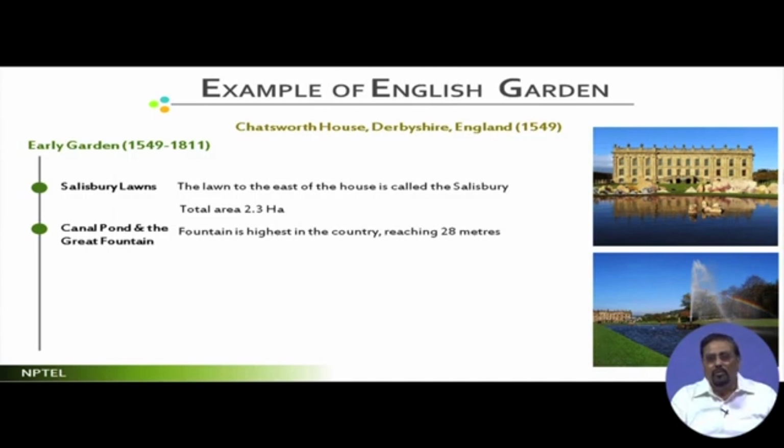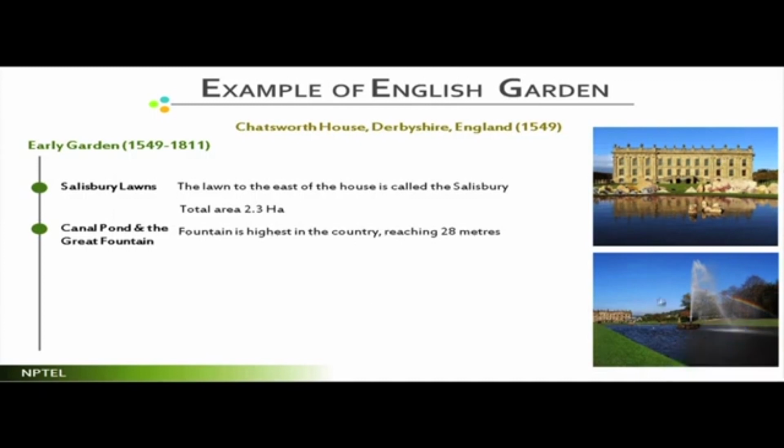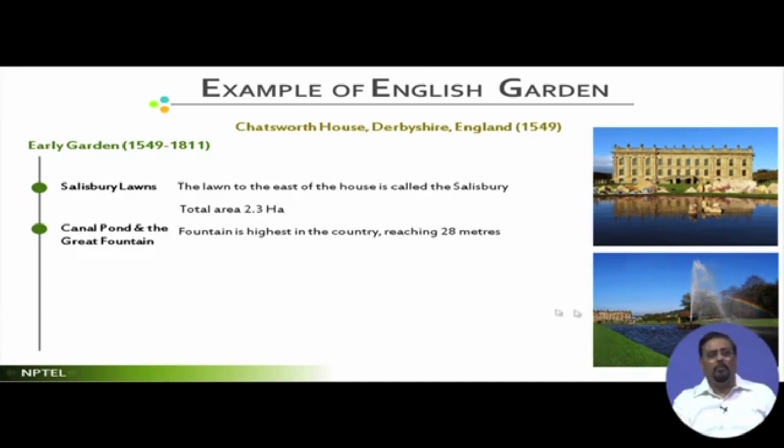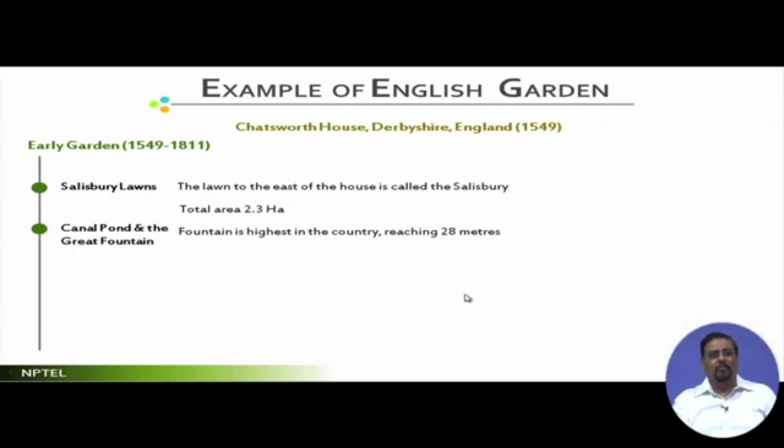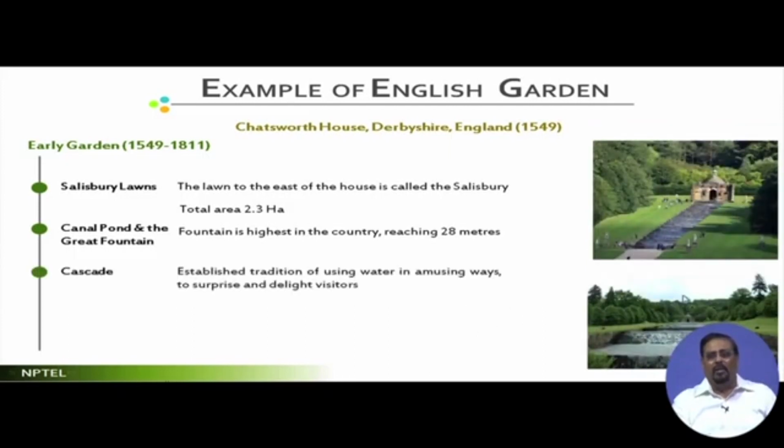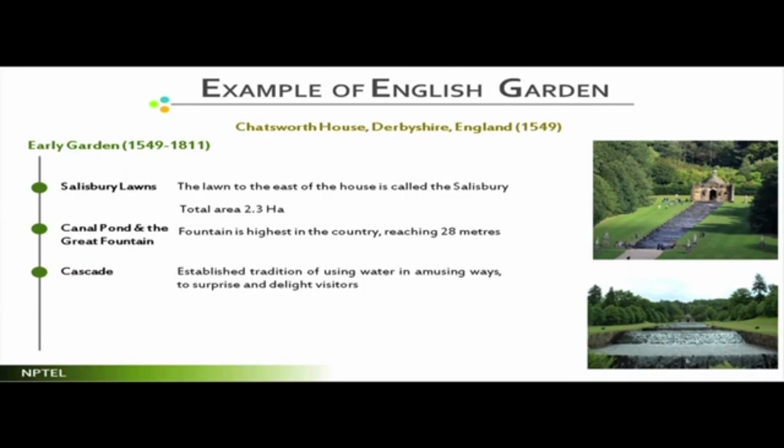The canal pond and the reflecting pools are also a part of it. The fountain is probably one of the highest fountains in Europe at that point of time when it was built. Now the fountain was a part of the water body called Great Fountain, and then the cascades, the water cascading from one level to another. Look at the right side picture, the water is cascading from one to another.